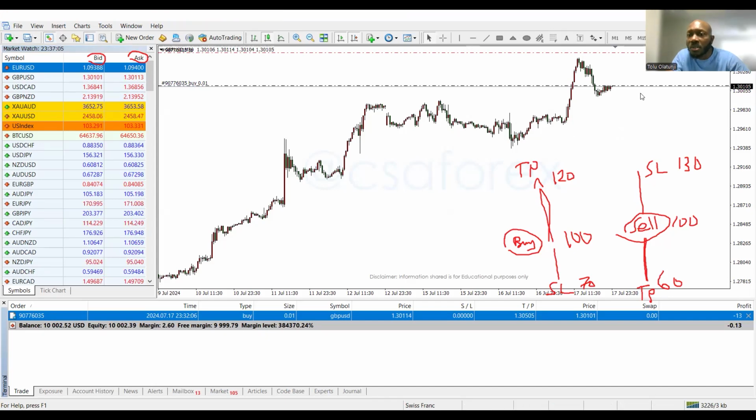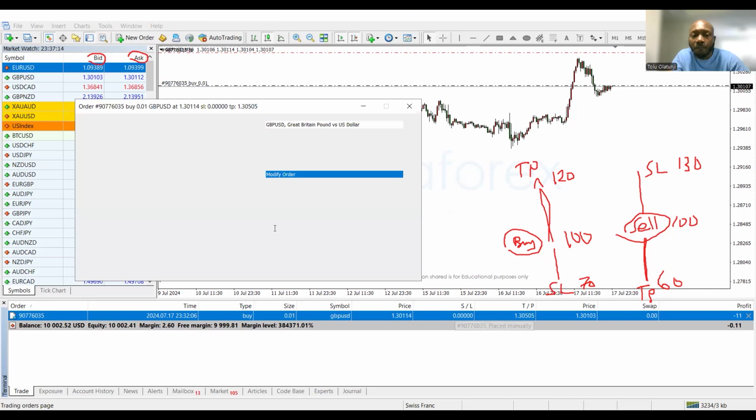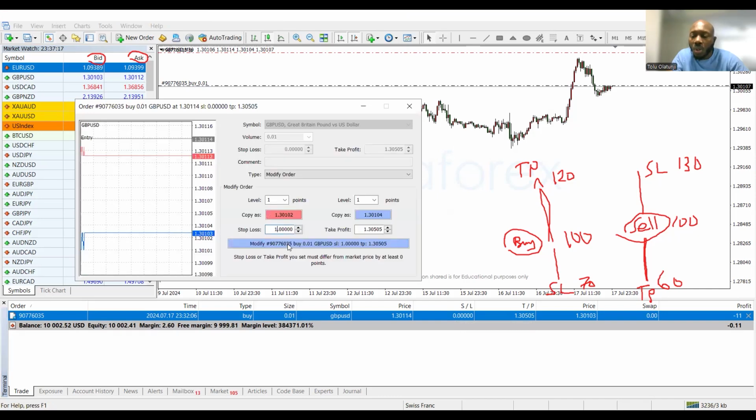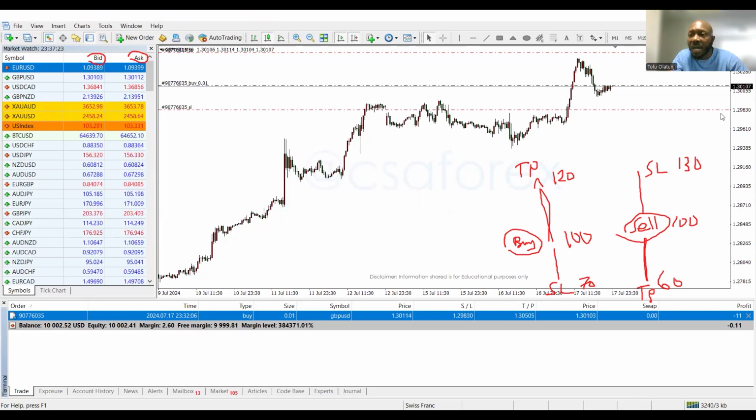Now for stop loss, I could easily do what? I could easily drag this guy down, or I can just simply put 1.29830. Come over here to stop loss. I can double click on it, where the stop loss is, I put 1.29830 and then click on modify, and then you have it here. Don't forget, we can easily drag it if you want, and it goes there.